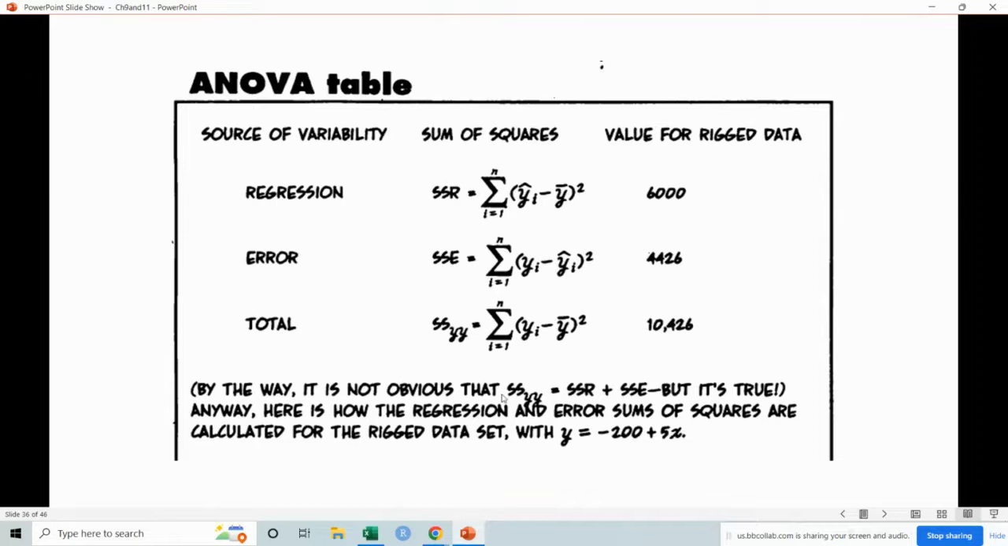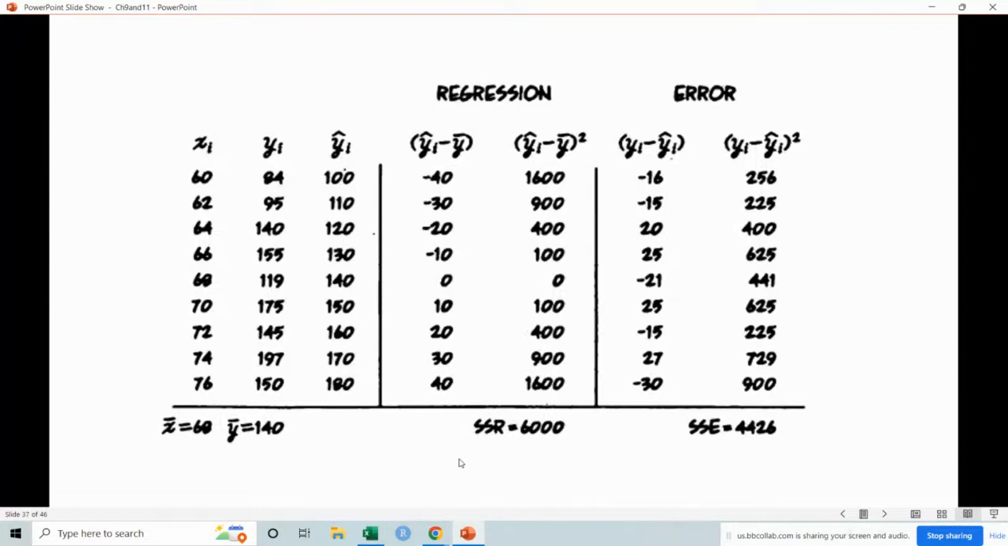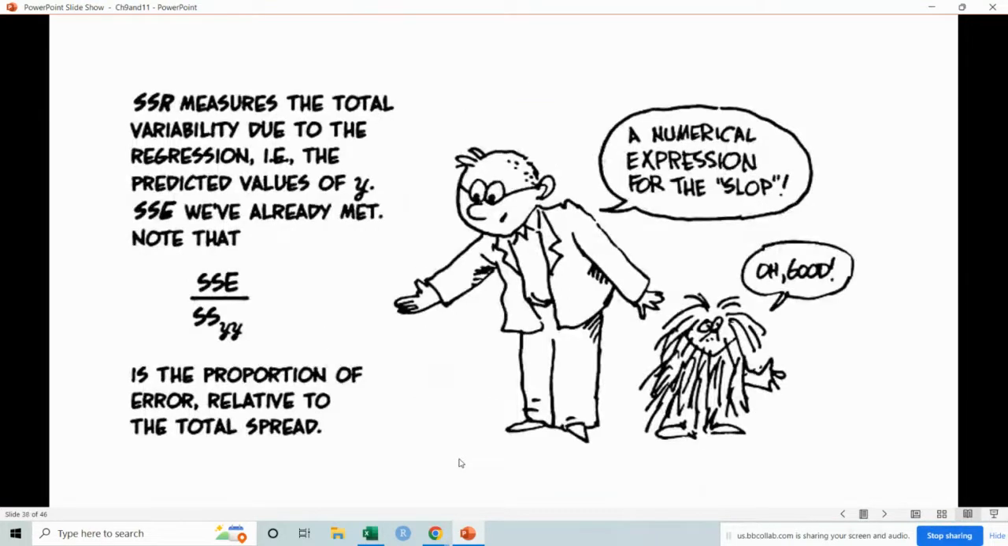It's not obvious that the total sum of squares is equal to those two added, but it really makes sense. Whatever is explained with our regression is in the sum of squared regression. Whatever is left over is the error, right? So it should make sense as we go along. That's manually calculating each of those values. So SSR measures the total variability due to the regression, in other words, the predicted values of y.